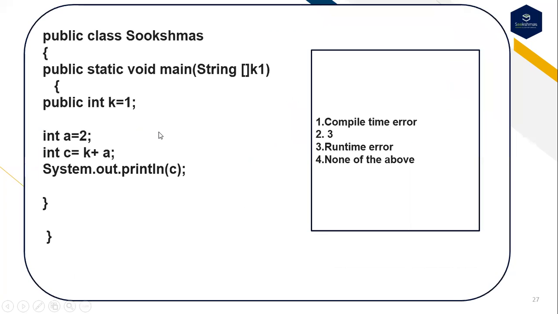We'll go for the next question. Public class Sukshmas, and the execution of the program begins from public static void main, and public int k is equal to 1, int a is equal to 2, int c is equal to k plus a, and System.out.println of c. Predict the output of this code. These are the following options: first one is compile time error, second one is 3, third one is runtime error, fourth one is none of the above. You can pause this video and predict the output of this code.